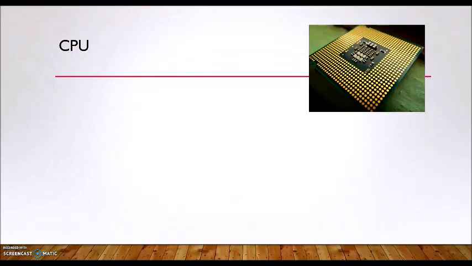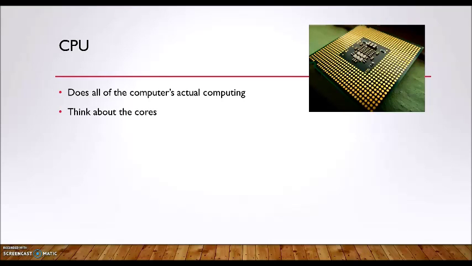First thing I'd like to talk about is the CPU. The CPU does all of the computer's actual computing. CPUs have a variety of things that make them unique, but the biggest one related to expense and speed is the number of cores. You're going to want one with multiple cores, but won't need one with too many unless you're building a really high-end computer.